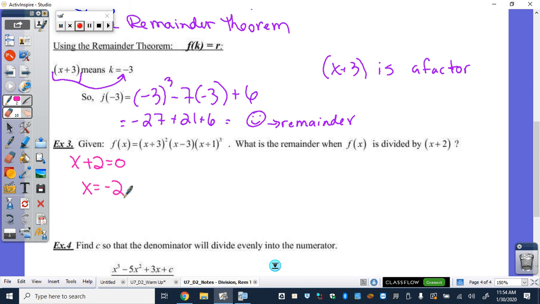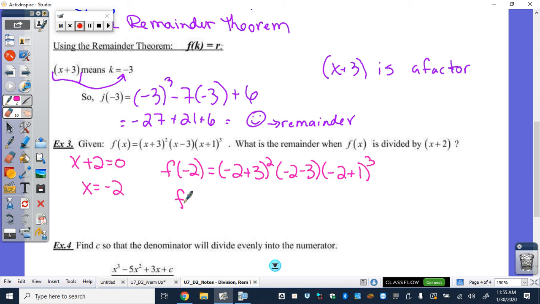So since all they want is the remainder, again, set the divisor equal to 0 to figure out what your root value is. So in this case, it's negative 2. Plug that in for your x. So we're plugging in that -2 for the x's and all those parentheses there. So let's see, this is 1 squared times -5 times -1 cubed. So what ends up being our remainder? 5.